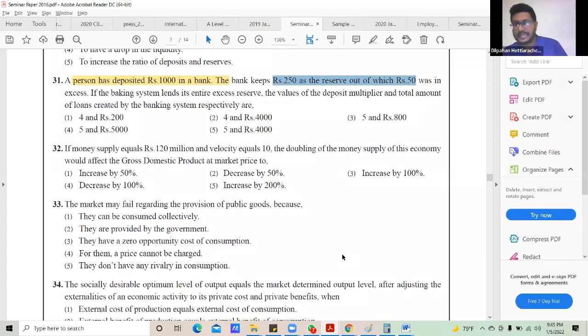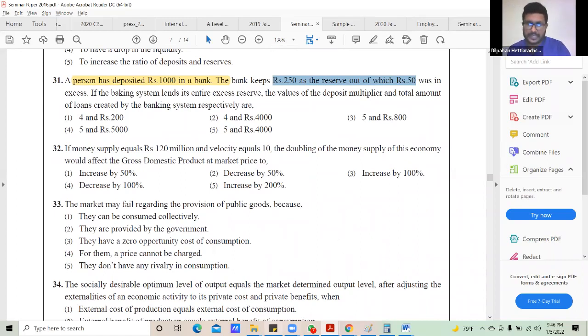So it's a very simple calculation still, right? What is the SRR? 1,000 is the deposited value, and out of that they are keeping 250. So then you might think it's 25%. No. Out of which 50 was excess. That means here the required reserve is 200.